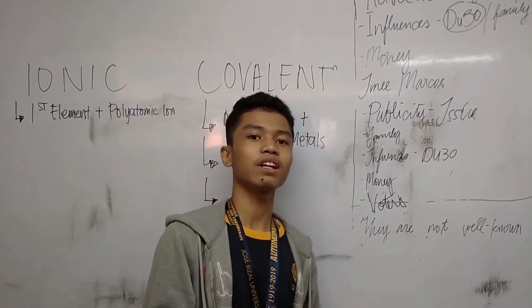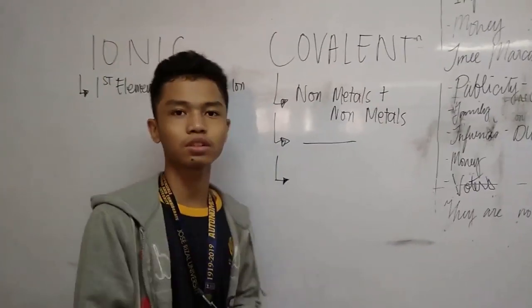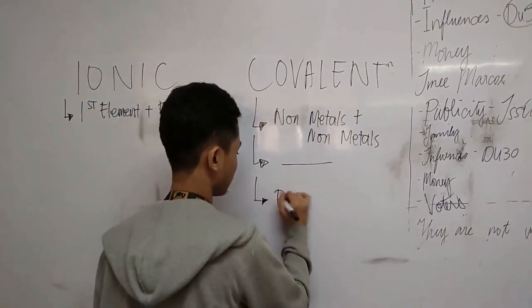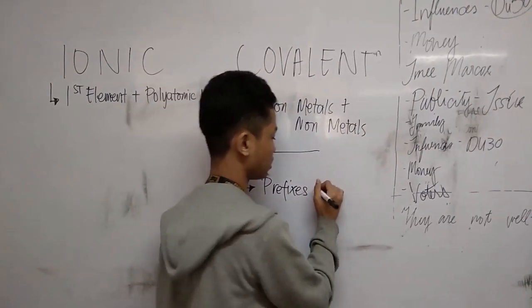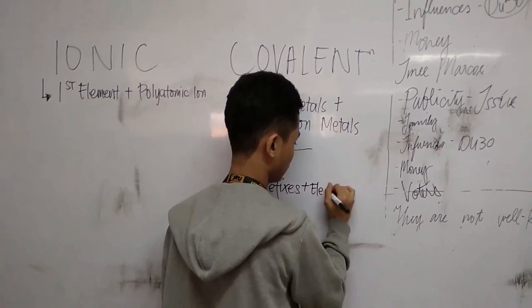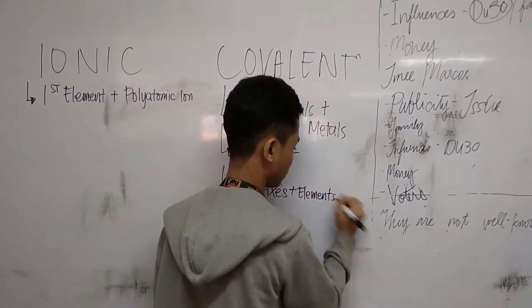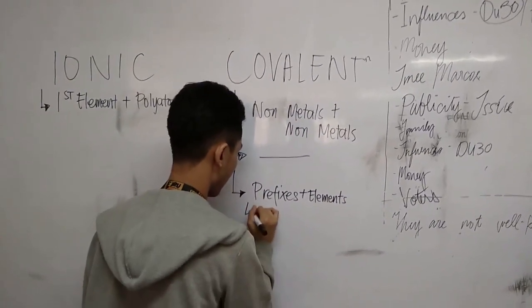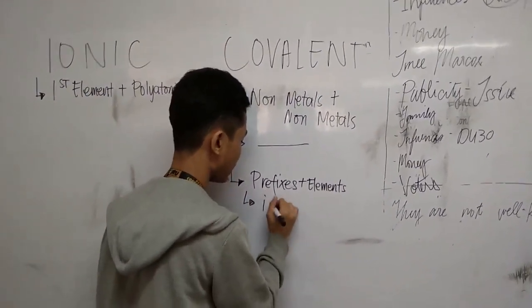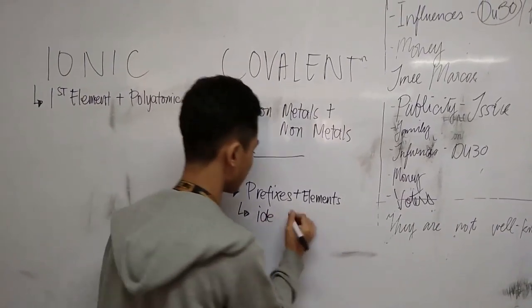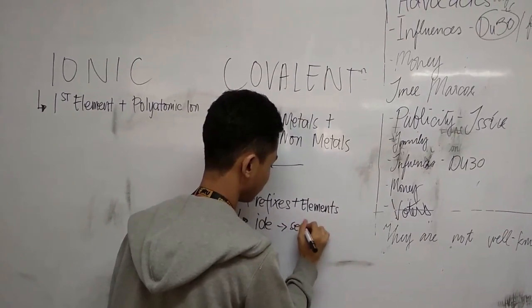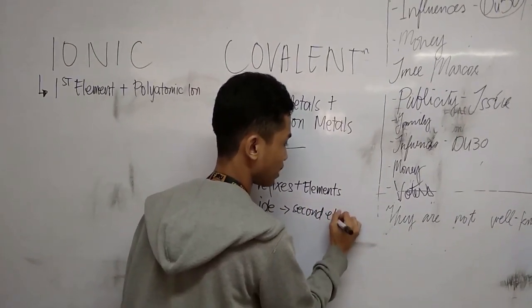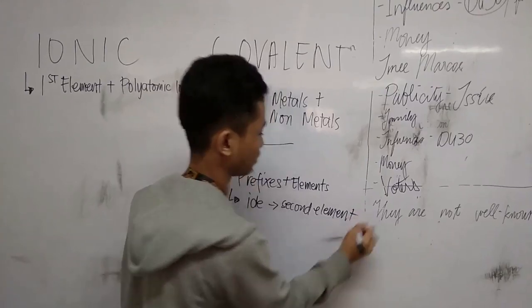In naming covalent compounds, you're going to add prefixes to the elements. Trust me. And add I-D-E to the second element.